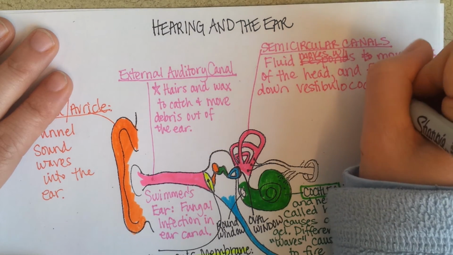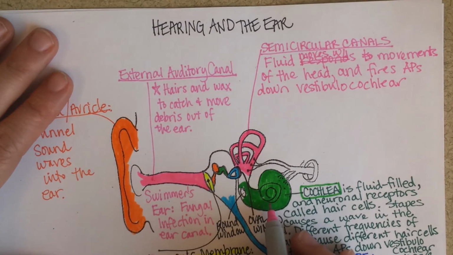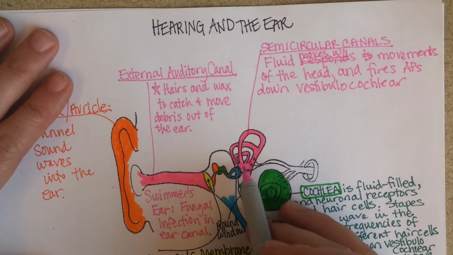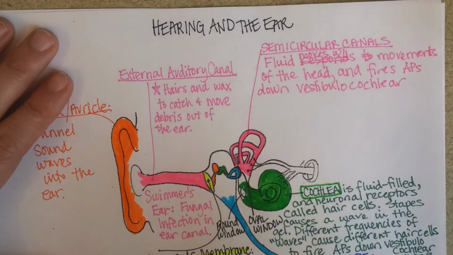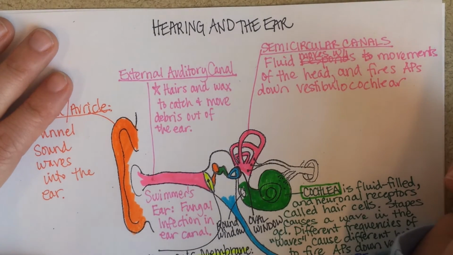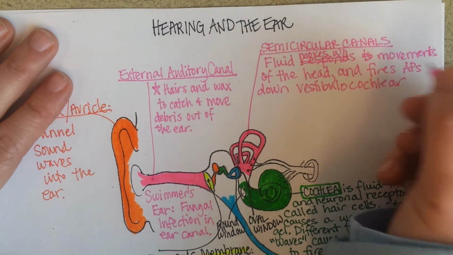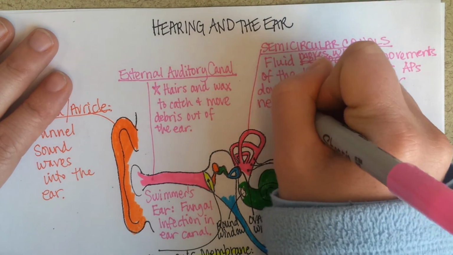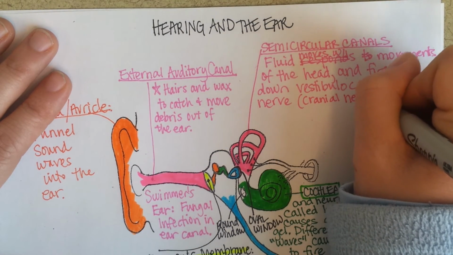So even if someone was born with a cochlea that didn't work at all, so they were deaf, they would still have a sense of balance because the action potentials here are fired due to the movement of the head, not due to sound waves. So they fire action potentials down the vestibulocochlear nerve, which is cranial nerve pair number 8.